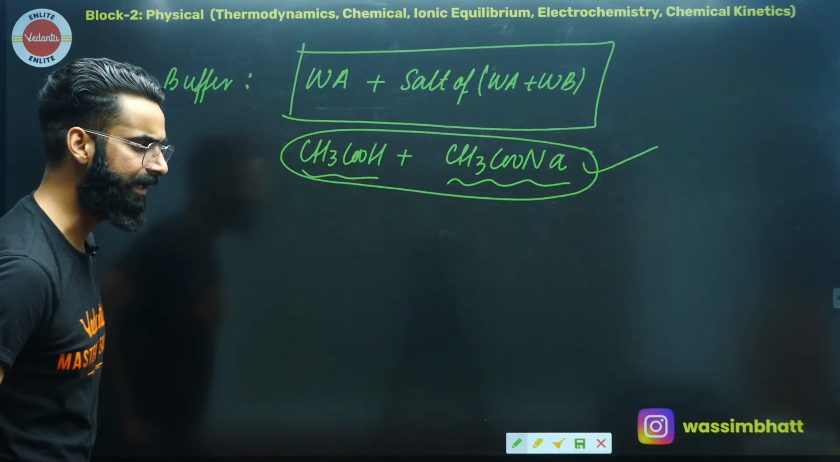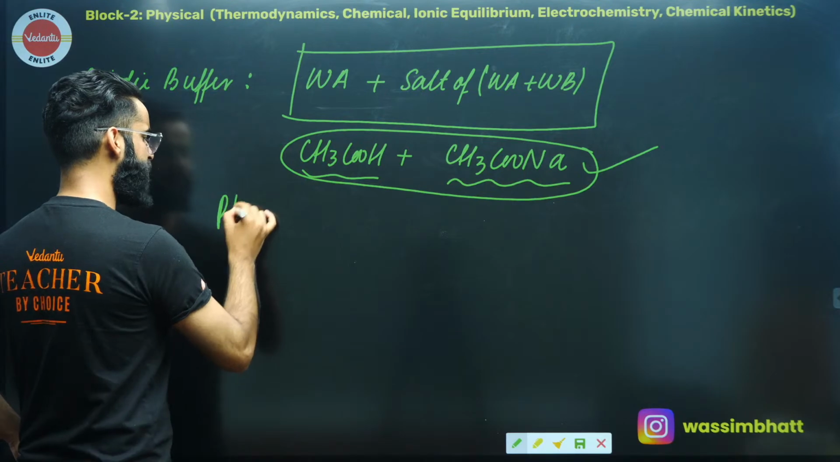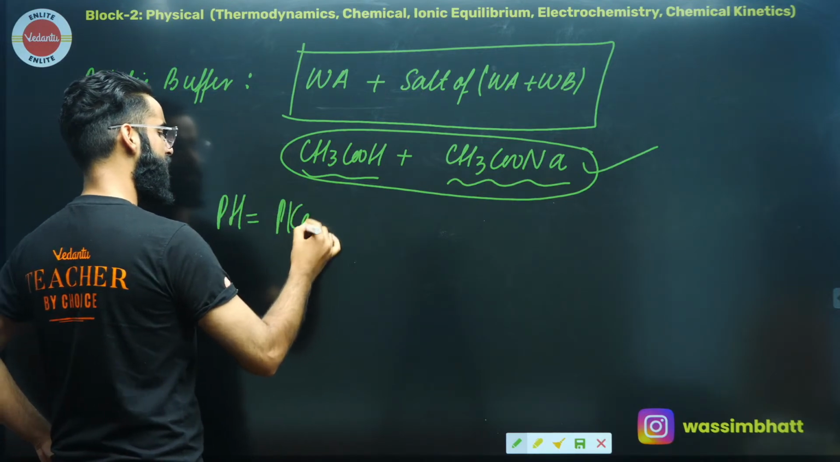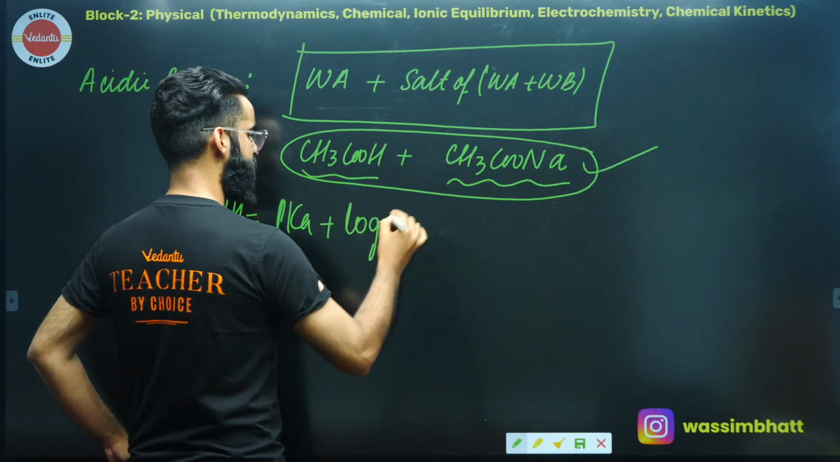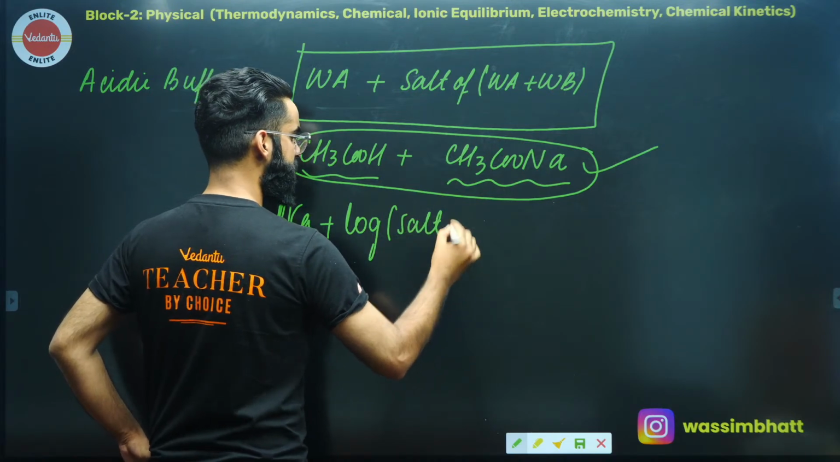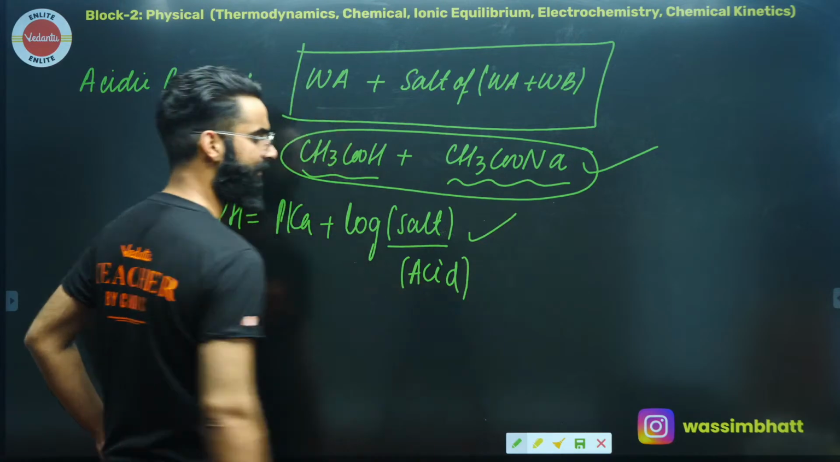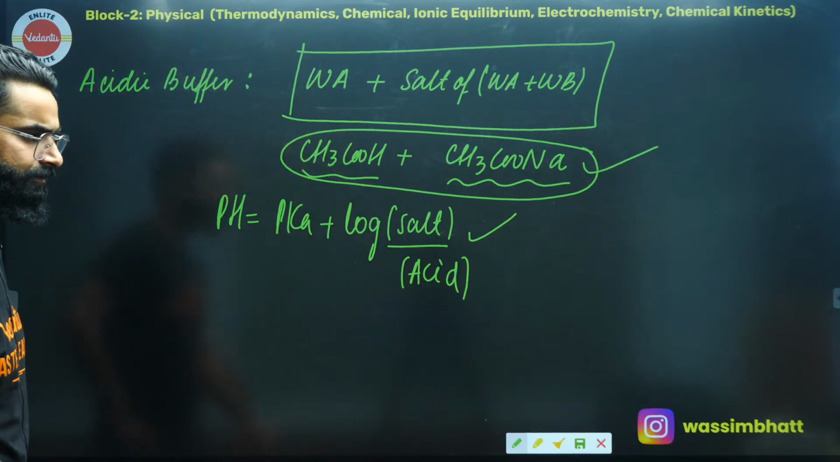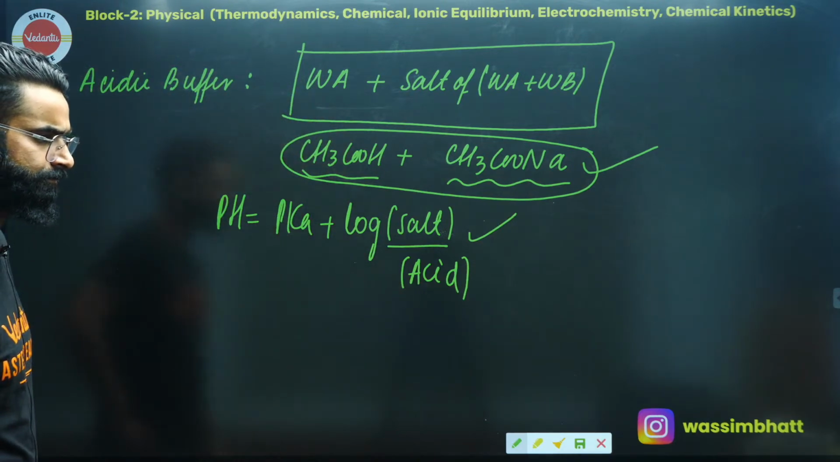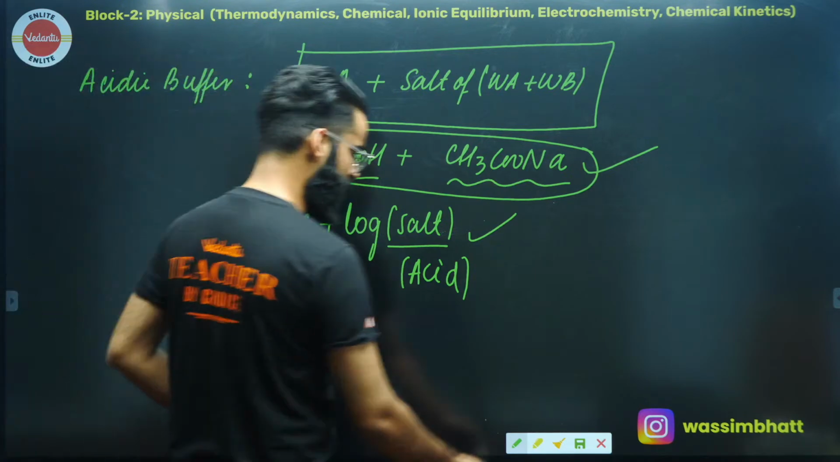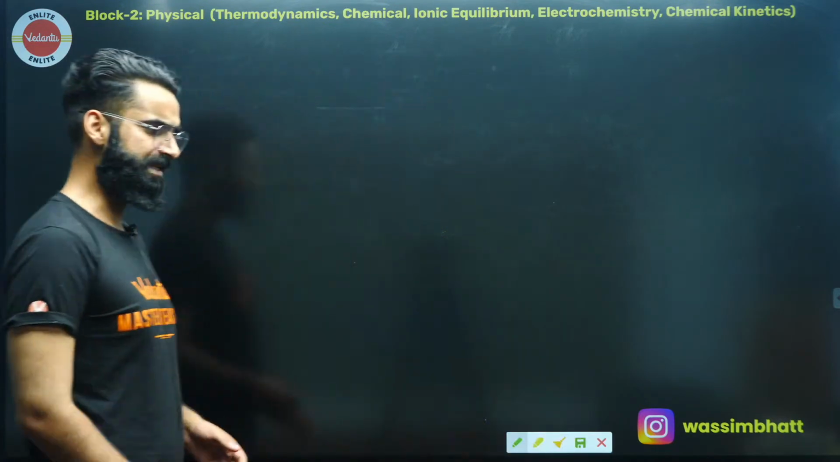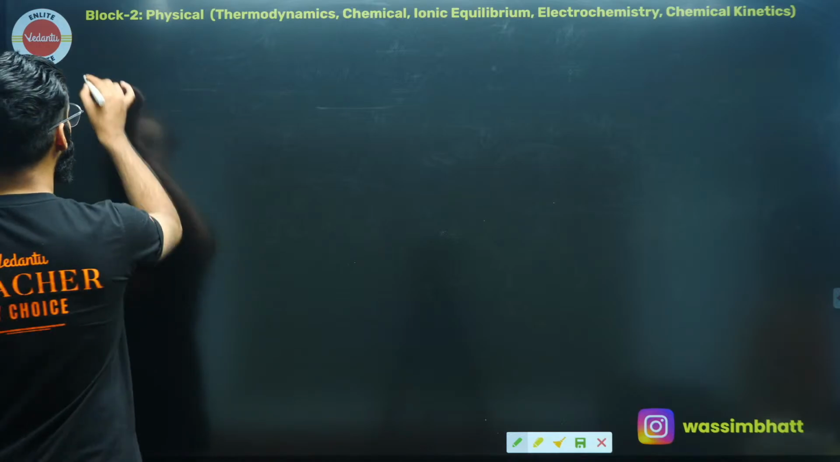And how do we calculate the pH of the acidic buffer? It's simple. pH is equal to pKa plus log of concentration of salt divided by concentration of acid in this particular case, right? So this is the general result by means of which you calculate pH. Now similarly, there is one more which you call the basic buffer. How do we get the basic buffer, my dear people?